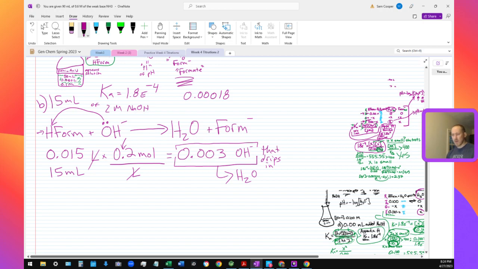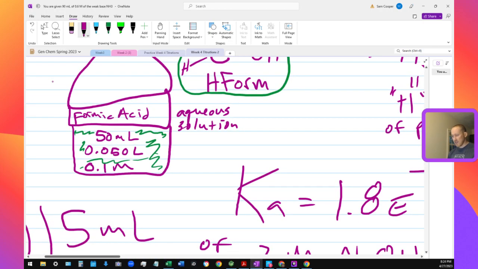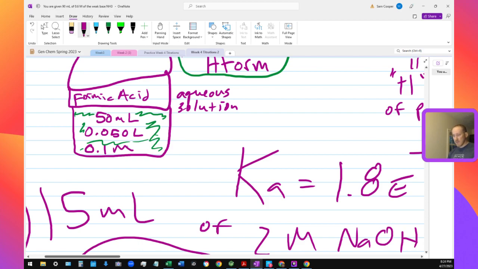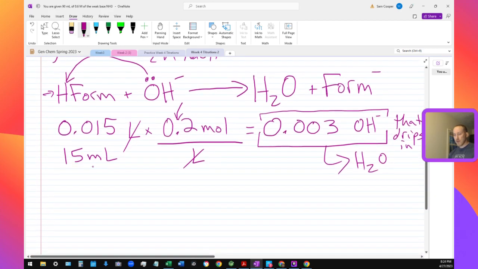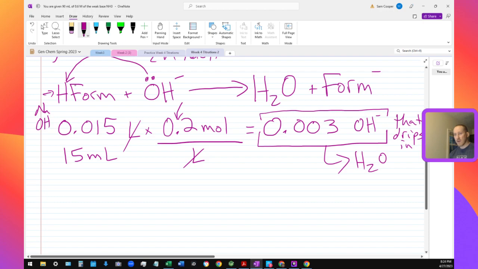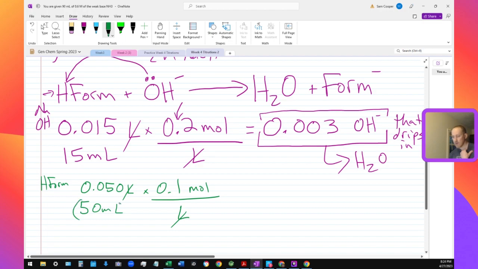So how much HForm did we start with? I'm very bad at managing my font sizes here. We have 50 milliliters, and it's 0.1 molar, right? So this was sodium hydroxide right here. Let me change the color just to make this obvious. For our HForm, we had 50 milliliters, and the concentration is 0.1 mole per liter. I think I forgot to say points a second ago. That's parenthetical. And that, of course, gives us this.